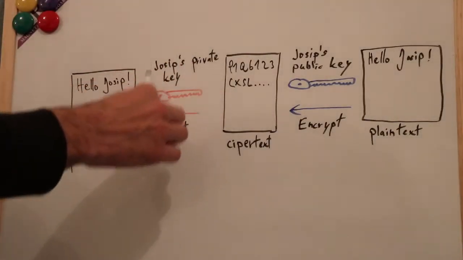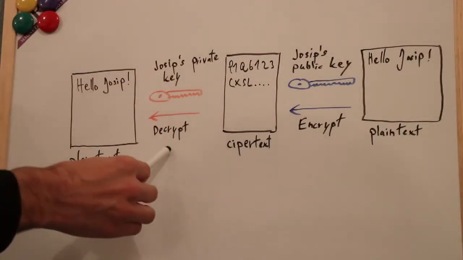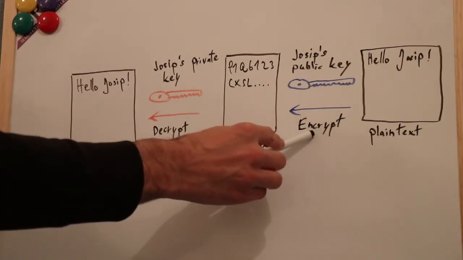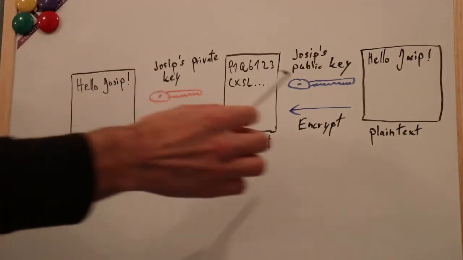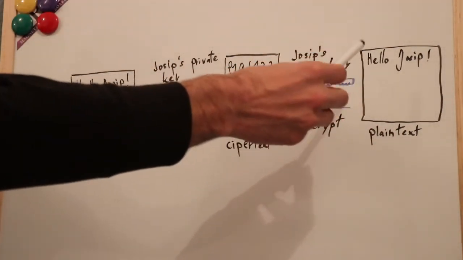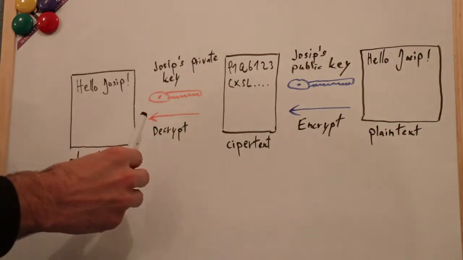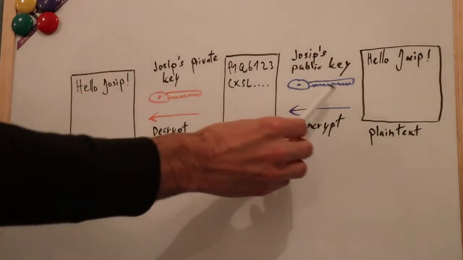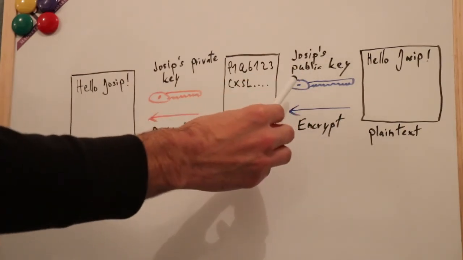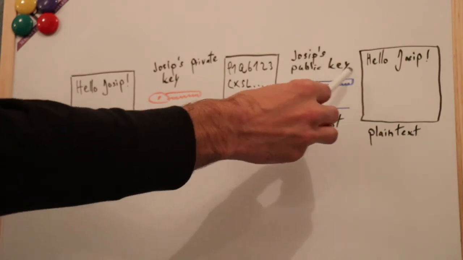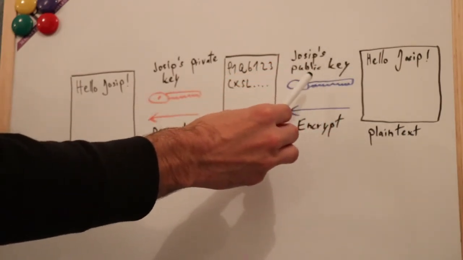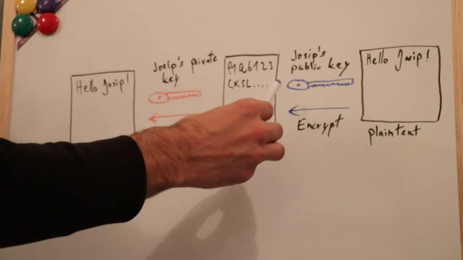Okay, let me show you a simple example. How is this used? First, I will generate my private and my public key. I want to exchange messages with my friend Carlo. First thing, I will send him my public key. Then he will write his message and use my public key to encrypt his message.